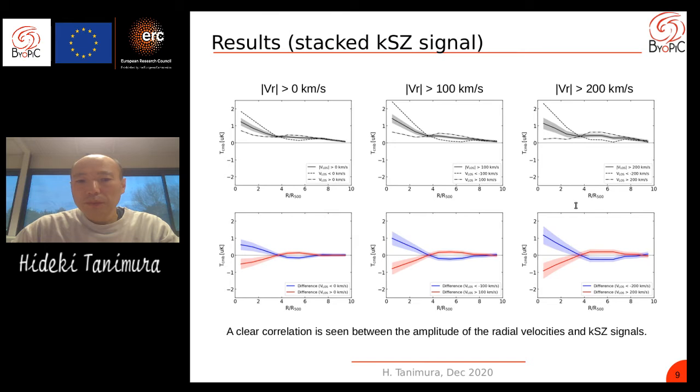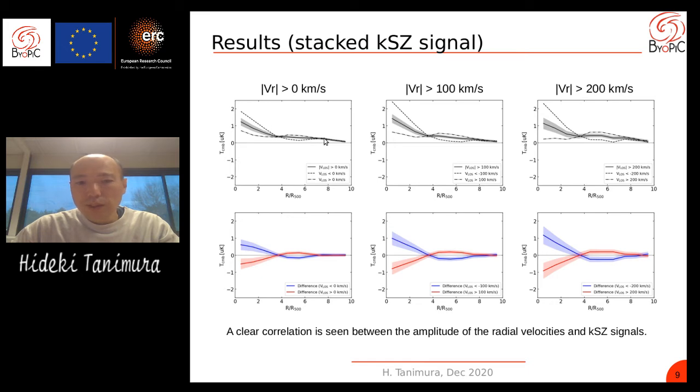And now we have the peculiar velocity of galaxy clusters, and this is a result of stacking. On the top left panel, the solid line is the stacking of all the galaxy clusters using the Planck 270 GHz map. The dotted line is the stacking only with negative radial velocities, so galaxy clusters approaching us. And the dashed line is the stacking only with positive velocities, galaxy clusters moving away from us.